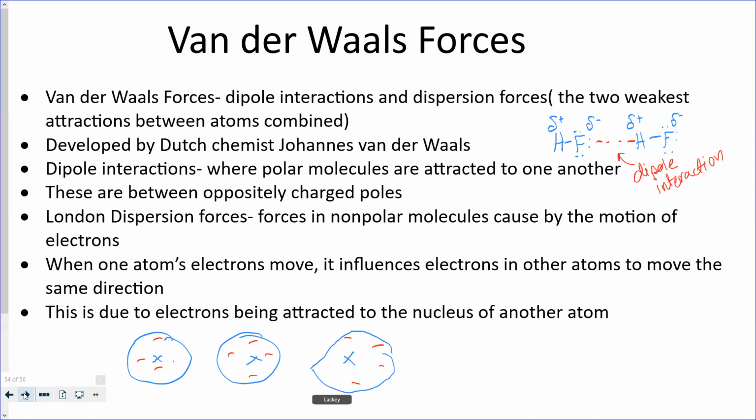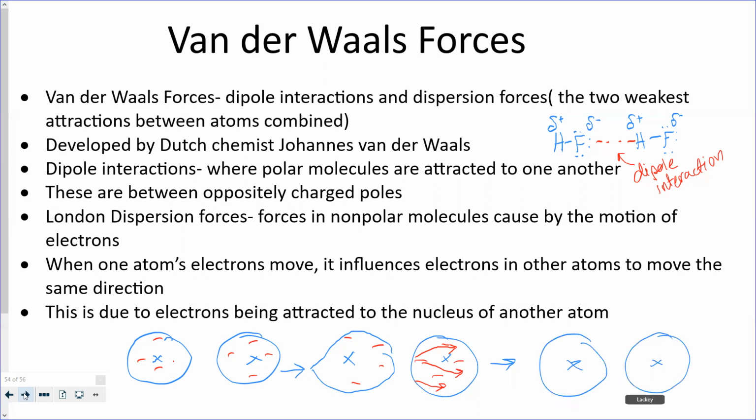What that does is the atom next to it, all of its electrons that were nice and evenly distributed, they don't want to be close to the electrons of that other atom. So they will all migrate away from those electrons that are there. Now, this will then redistribute because the electrons are constantly moving around, and it will go back to normal.